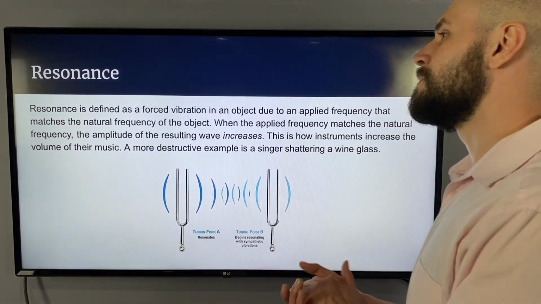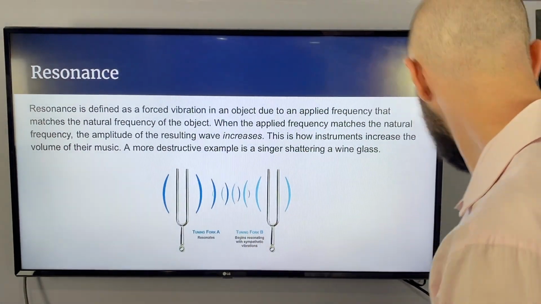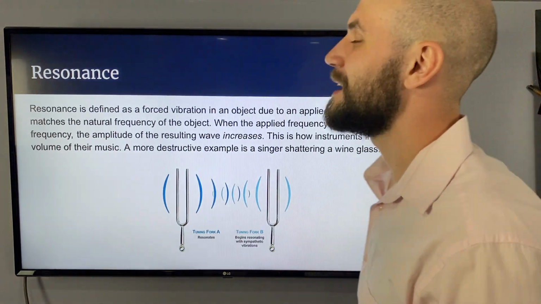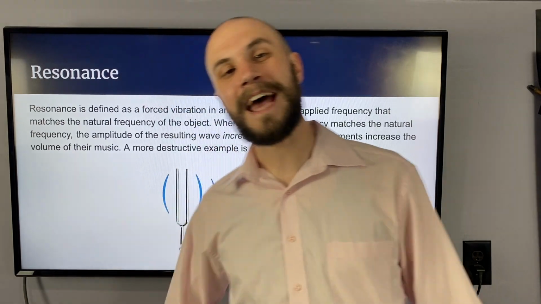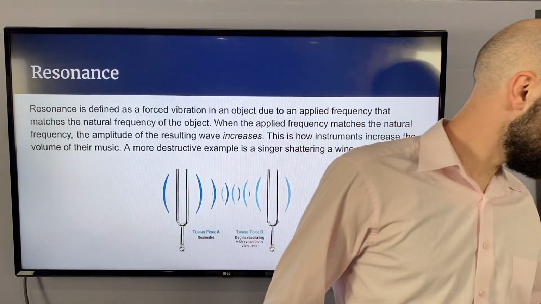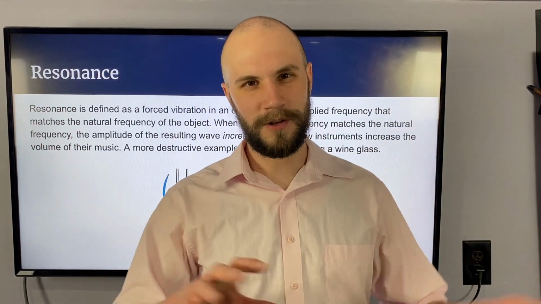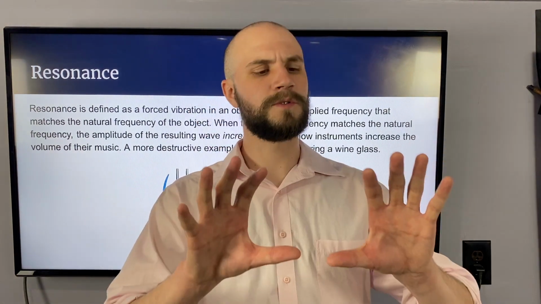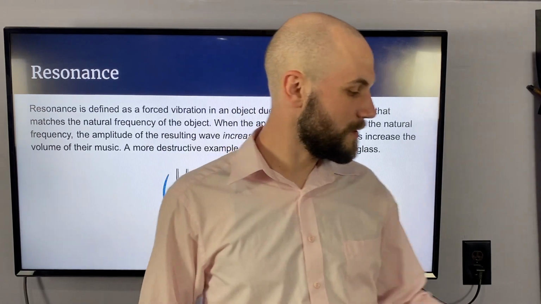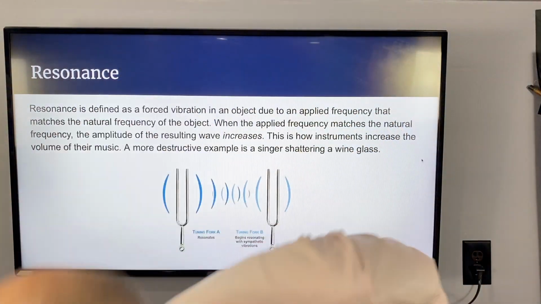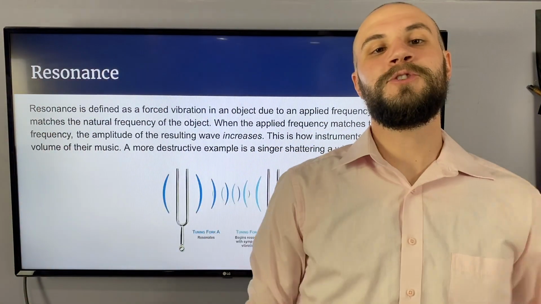Another more destructive example of resonance actually comes from a bridge in the 1940s. There was this bridge called the Tacoma Narrows Bridge. Now this bridge is a suspension bridge. I'll put a video in our post, but the Tacoma Narrows Bridge was a big bridge that was built in the 40s.